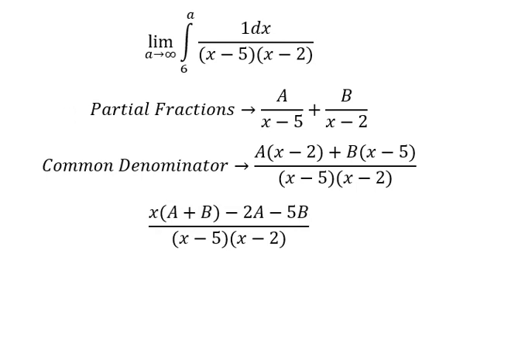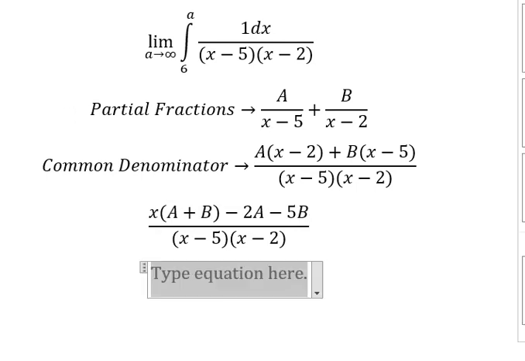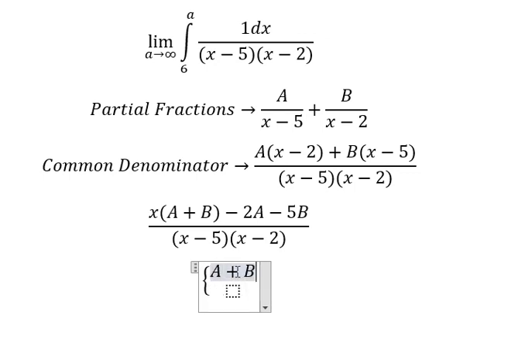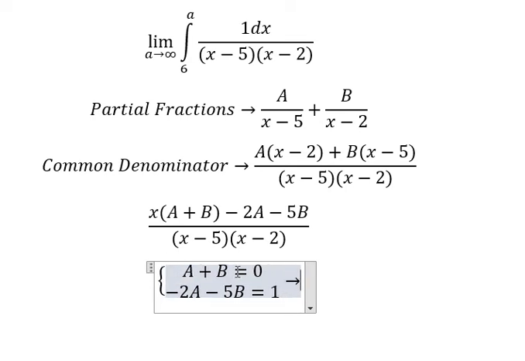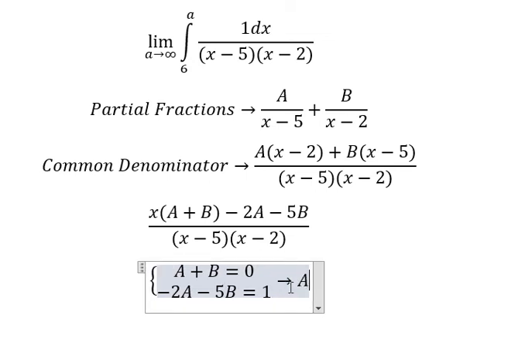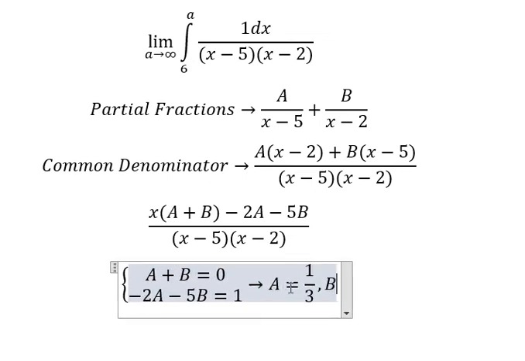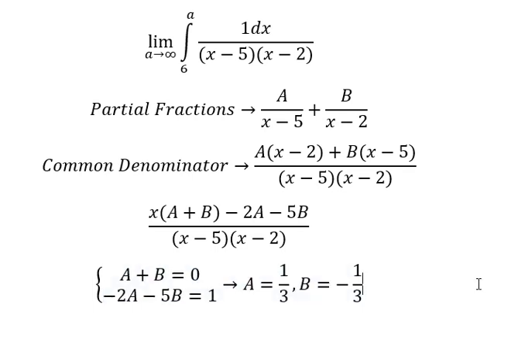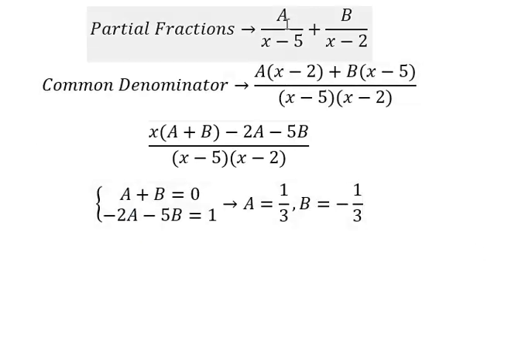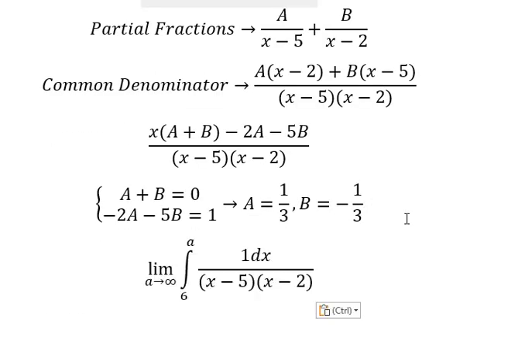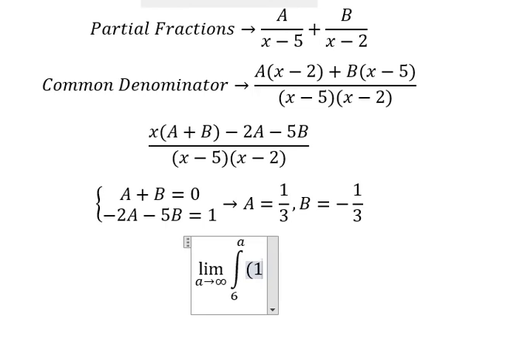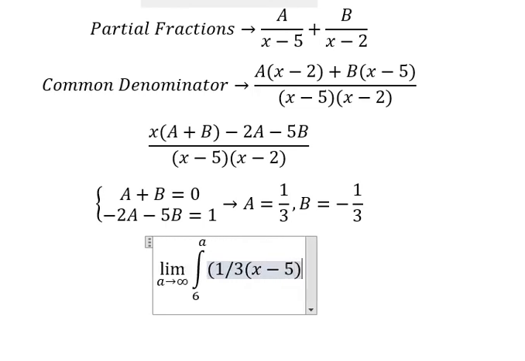And now we need to create the system of equations. So a plus b equals 0, negative 2a negative 5b equals 1. And now we need to find the solutions of a and b. So a equals 1 over 3, b equals negative 1 over 3. And now we put a and b back here. So we have 1 over 3 over s minus 5.